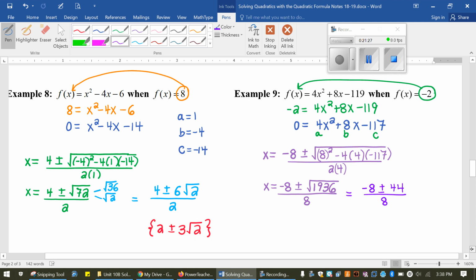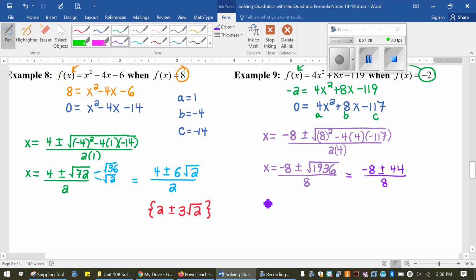So then we're going to have to write both of these answers. We're going to have negative 8 plus 44 over 8. And then we're going to have negative 8 minus 44 over 8.